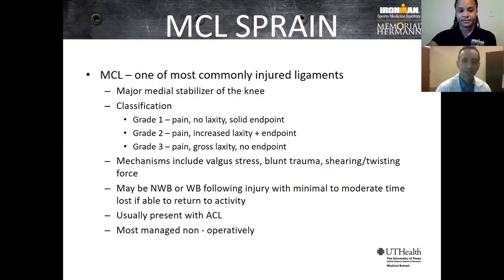Extra-articular means just outside the joint. It's classified from grade 1 to grade 3. Basically, grade 1 is just some pain with a solid endpoint. Grade 3 is pain with just no endpoint, and grade 2 is kind of in between.